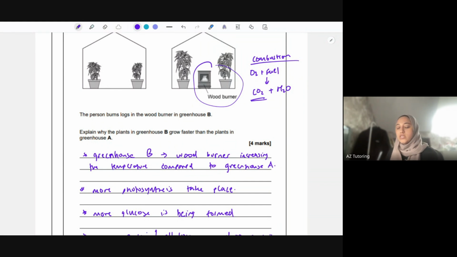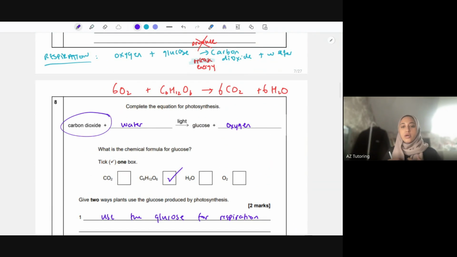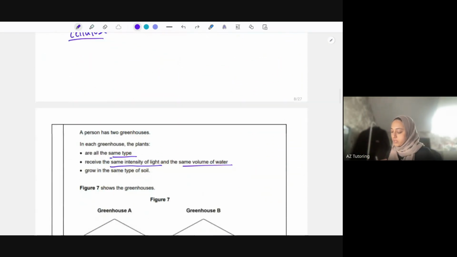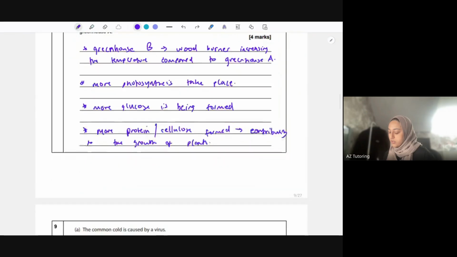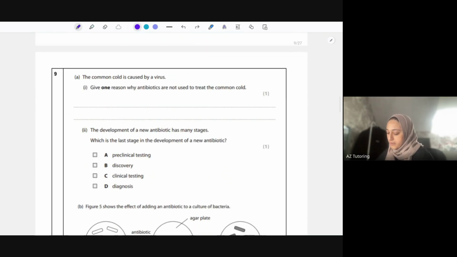If that wood burner is releasing more carbon dioxide, if you look at the photosynthesis equation, the more carbon dioxide you put into this reaction, the more photosynthesis is going to happen. So you could have also said that, and some students did spot that. You could have said the increase in temperature increases photosynthesis, and the combustion of the fuel is forming carbon dioxide, which is also increasing photosynthesis. So anything along the lines of it's increasing photosynthesis.